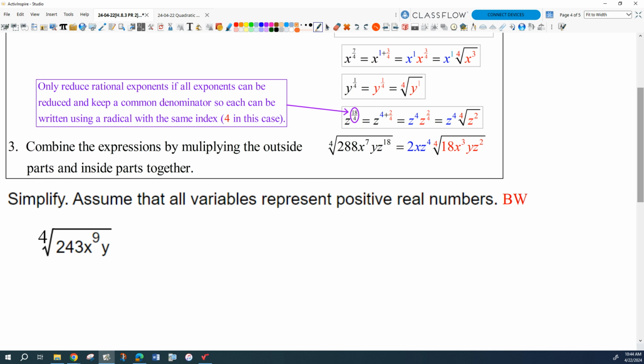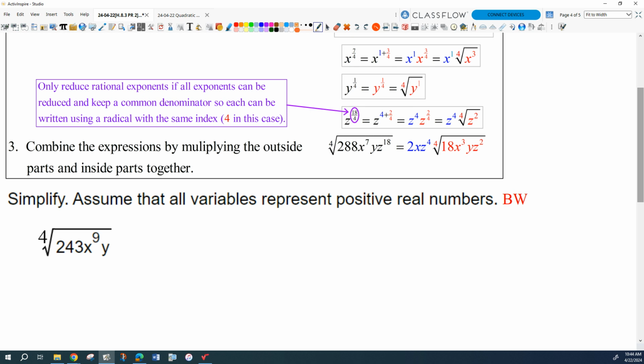Okay, what about z to the 18/4? Now, here's where you got to be a little bit careful, so pay close attention. Here's where people can sometimes make a mistake. 18/4 as a mixed number is 4 and 2/4, right? So we're going to get a z to the 4th outside. Now, what about the fractional part? We've got z to the 2/4. Do we want to flip that to a 1/2?